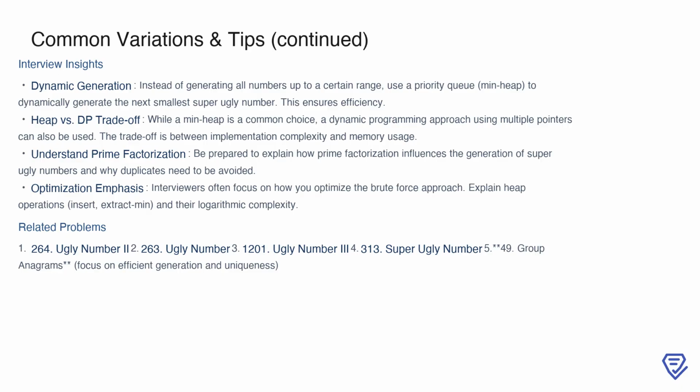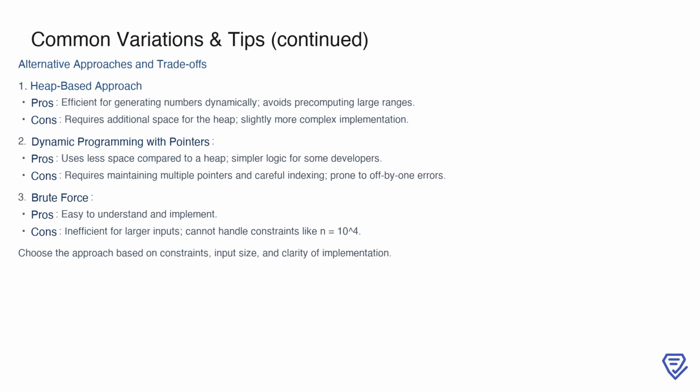When exploring alternative approaches, the heap-based method stands out for its efficiency in dynamically generating numbers. It avoids the need to pre-compute large ranges, making it well-suited for larger inputs. However, it does require extra space for the heap, and its implementation can be slightly more complex. On the other hand, the dynamic programming approach with pointers is more space-efficient and may feel simpler for some developers.